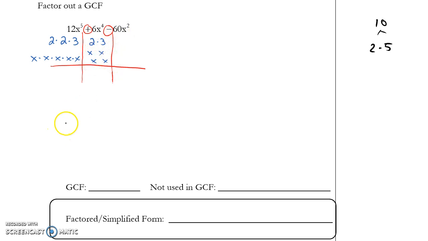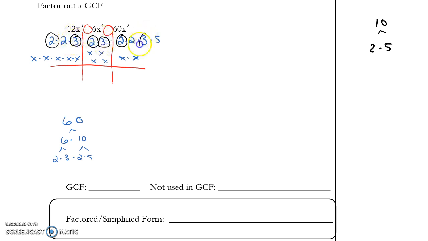Factor tree my 60, oh, I don't know, so let's factor tree that. 6 times 10, that's 2 times 3 times 2 times 5. So I have 2 2's, a 3, and a 5, and then I have 2 x's. I'm going to find my GCF. What's in common? 2, 2, and 2. 2, no 2 here, so I got to move. 3, 3, and 3. So my common factors right now are a 2 and a 3.